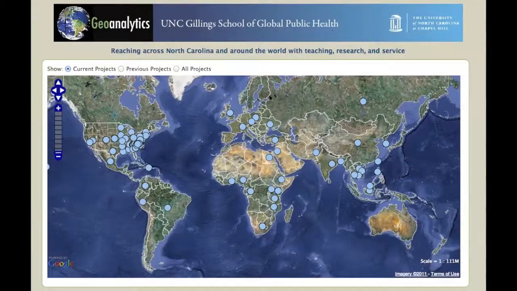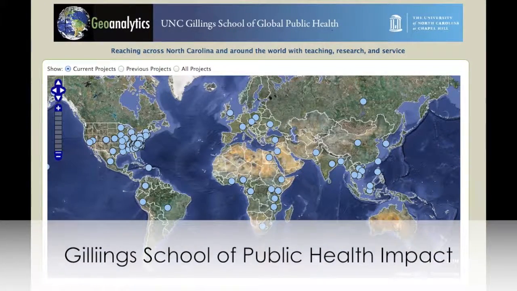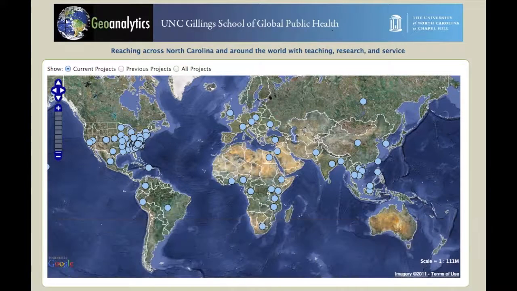Geoanalytics is a cyber infrastructure we are building here at RENCI that will allow researchers to quickly publish, share, and disseminate their data to other researchers and to the world. The map that you see here is built by the Gillings School of Global Public Health from a database of all of the sponsored research projects at UNC.